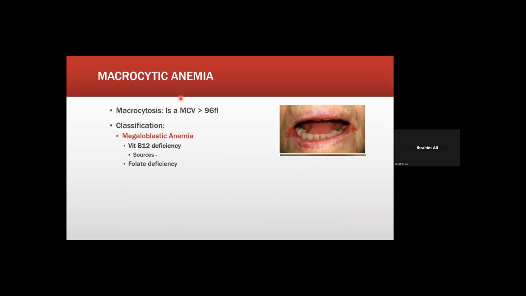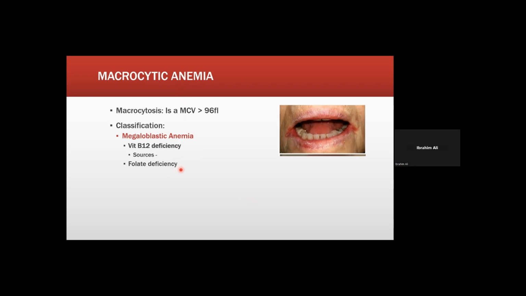So the macrocytic anemias are divided into two types. We have megaloblastic and non-megaloblastic types. For the megaloblastic, we have a deficiency of B12, and also folate deficiency, that is vitamin B9.